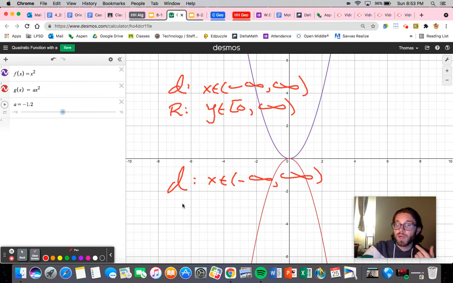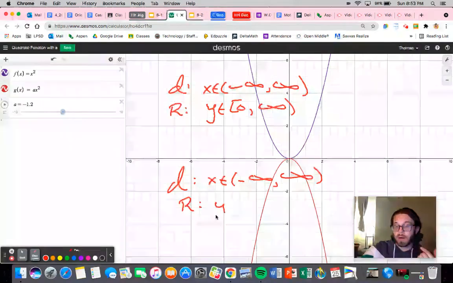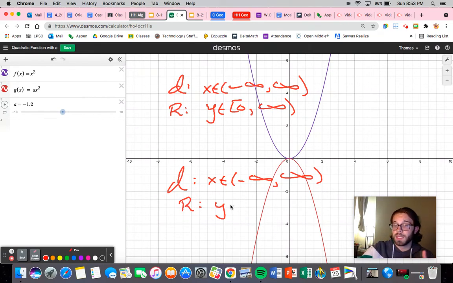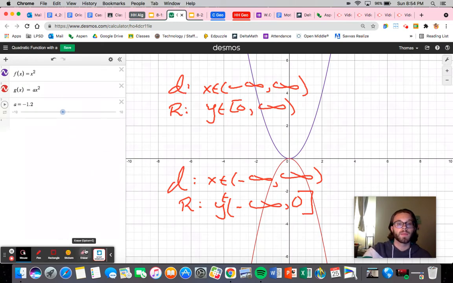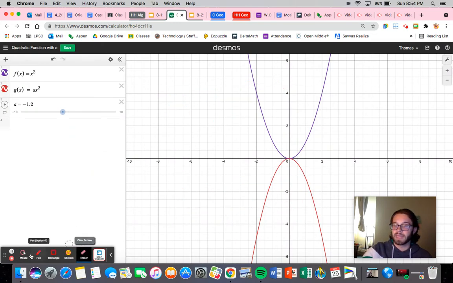But the range will change, all right? So now it goes up to 0 from negative infinity. Okay, but it still is including 0 in this case. So you do have to be careful, right? The domain and range: the domain is never going to change, but the range will indeed change, depending on whether or not you have a negative out front.